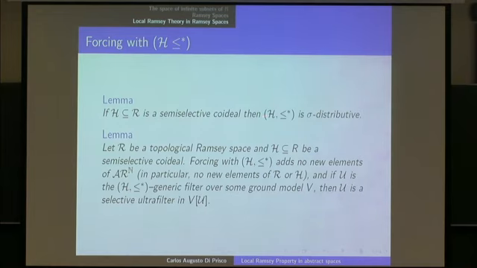H is a selective coideal, and we use this relation, we get a forcing notion which is sigma distributed, so it doesn't add any new elements of R, but adds a selective ultrafilter to the ground model.